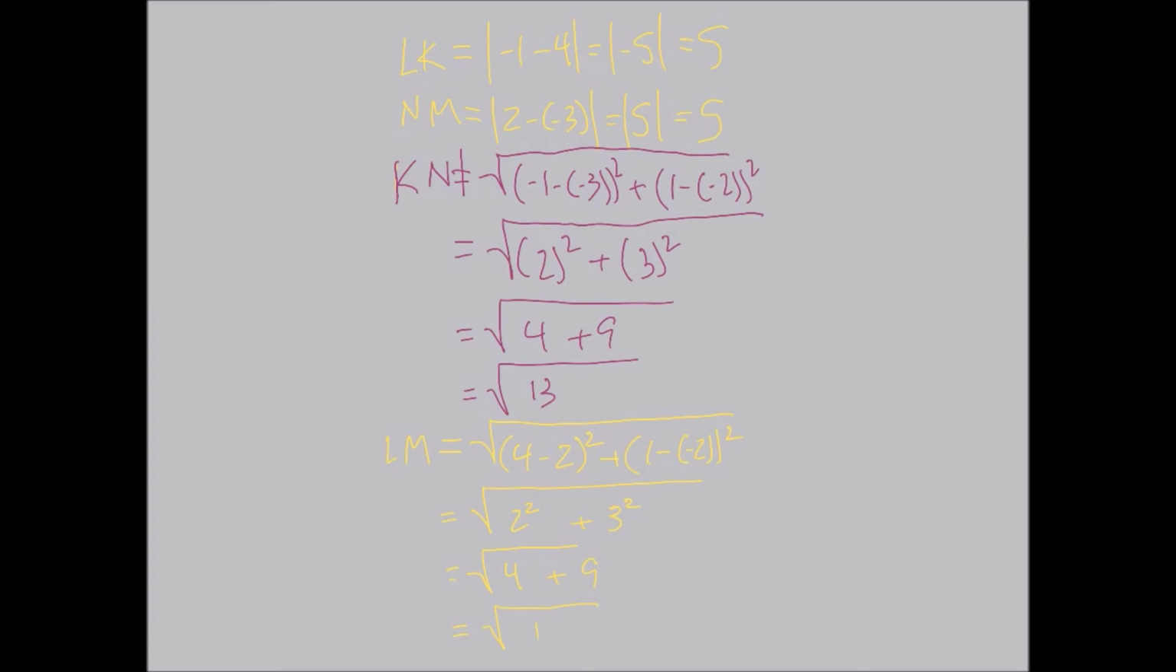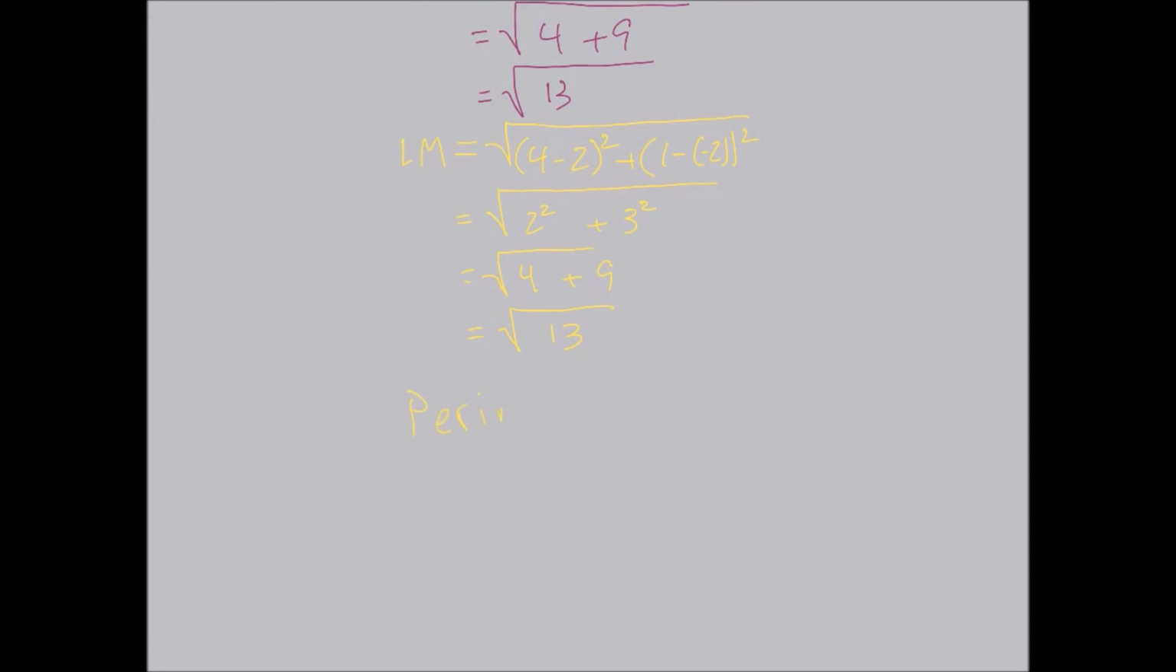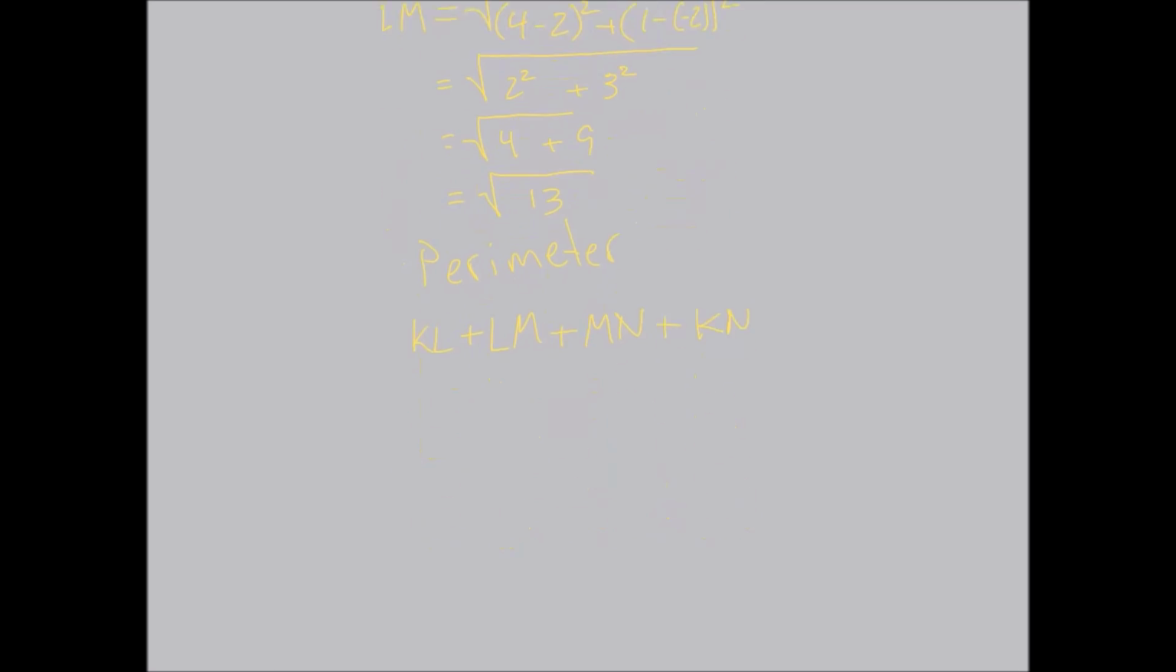And it actually turns out that LM is left-right 2 spaces apart, and 3 spaces apart, up-down. So they end up having the same distance, square root of 13. So the perimeter is just all 4 sides added up.